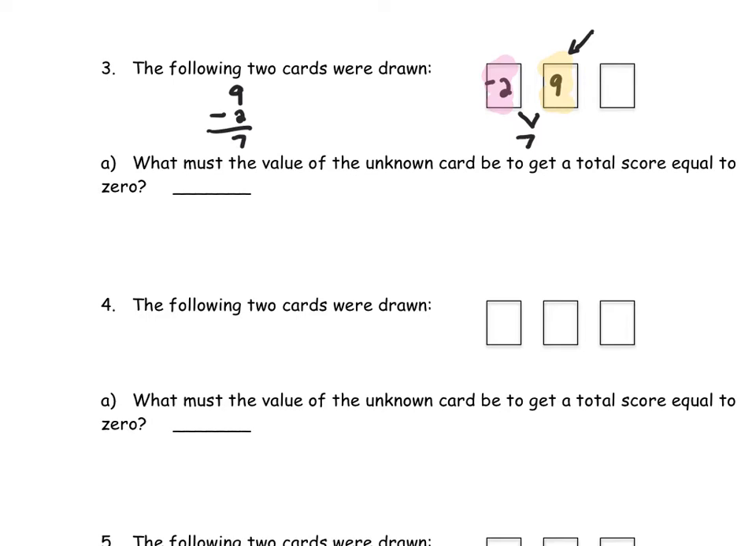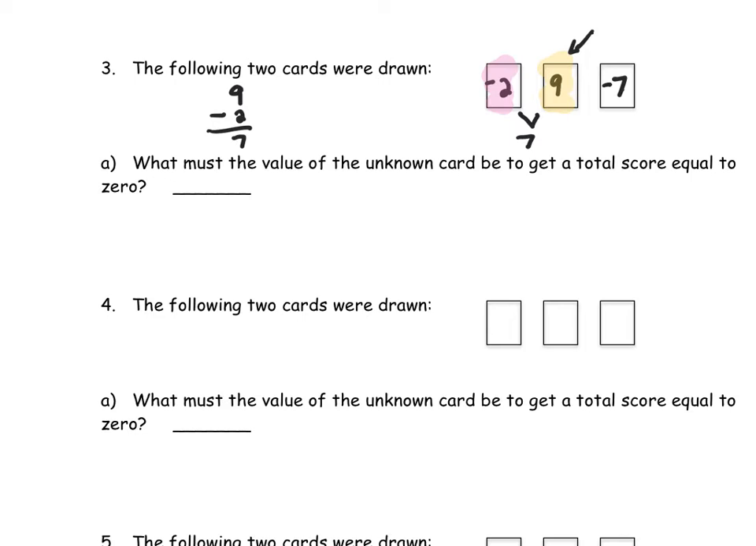So now we can answer the question, what must the value of the unknown card, right there, be in order to get a total score of 0? So in other words, what can I add to positive 7 to get 0? So the answer to that is its opposite. I need to be able to add a -7. So if I put -7 here, the total of all 3 cards would be 0.